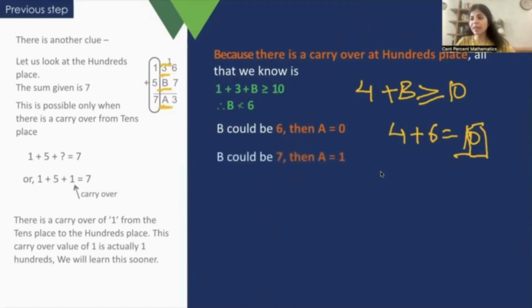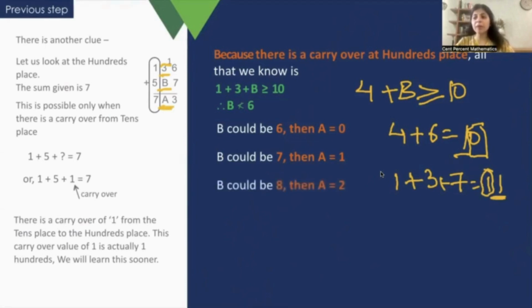And what would it be when your B is 7? It will be 1 plus 3 plus 7, which will give us 11. That means 1 would be at the tens place, and the other one would be carried over to the hundreds place. That means A would be equal to 1. And similarly, when B is 8, your A is 2. And when B is 9, A is equal to 3.